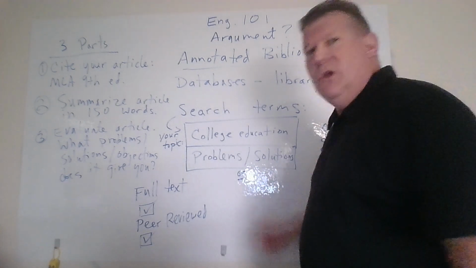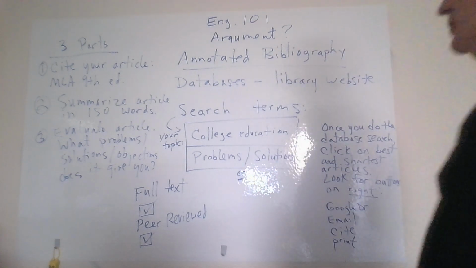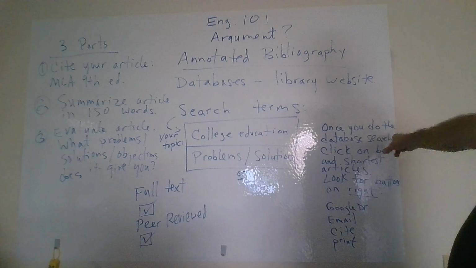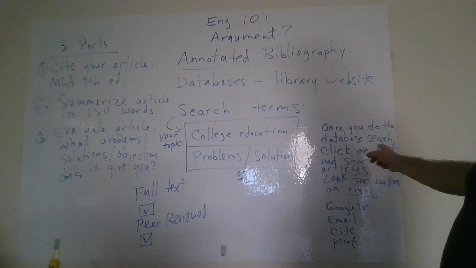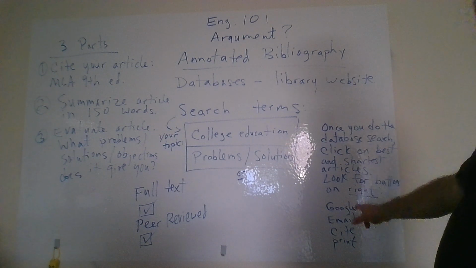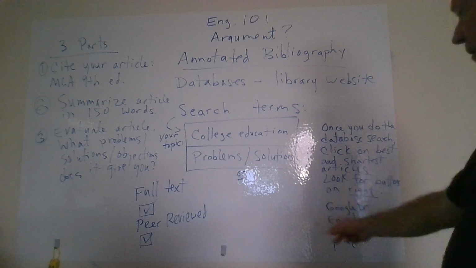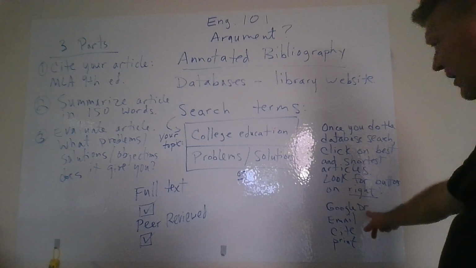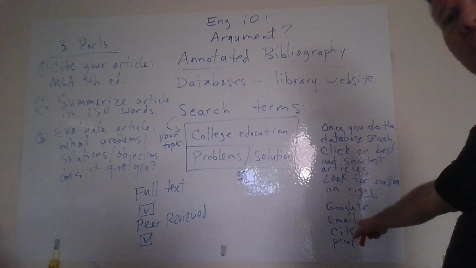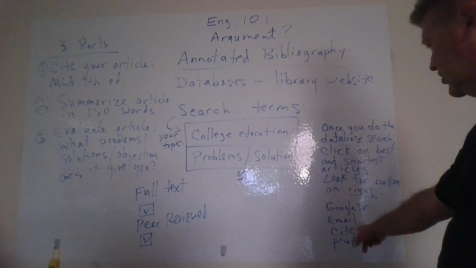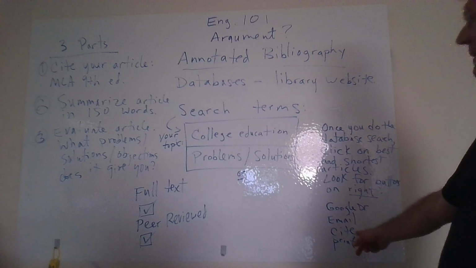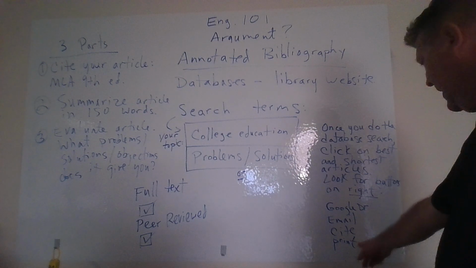Then you do your search and get the results. So let's say you get 10 articles. On the right hand side now, you want to look for those buttons over there. Once you click on an article, it'll give you options. Google Drive: do you want to send it to your Google Drive? Do you want to send it to your email? Again, you can use either your private email or school email. Cite: you want to know how to cite it because you've got to put that. And then, of course, print.